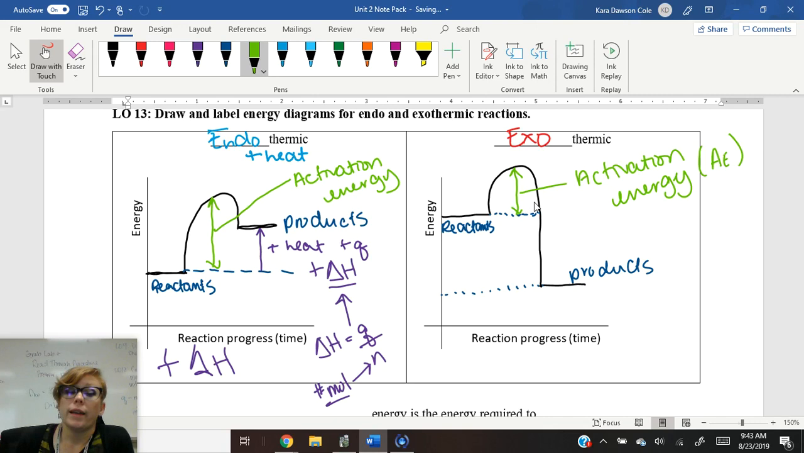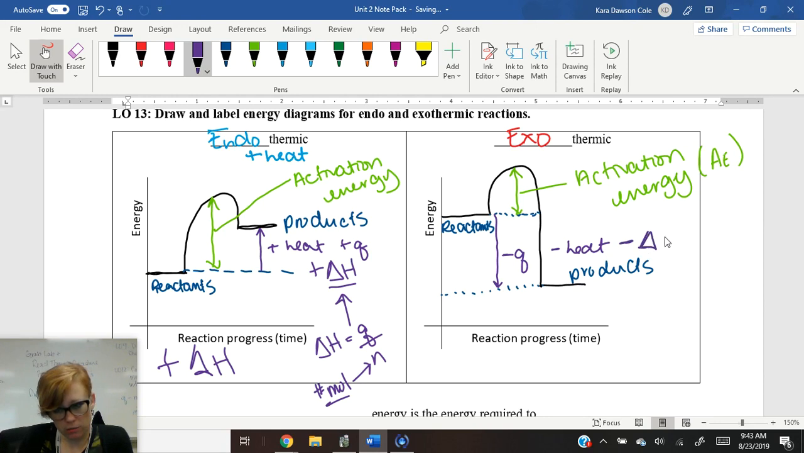Again, we are still having to break the bonds. This is an endothermic process. So for this part right here, I'm having to add energy to get those bonds broken. Now, the overall reaction here is exothermic, which means I'm releasing energy from this point to this point. So this is going to be minus Q, a minus heat, which is a negative delta H. Again, that negative delta H value is Q over N. So if I've got a negative delta H for the reaction, then it's going to be exothermic.